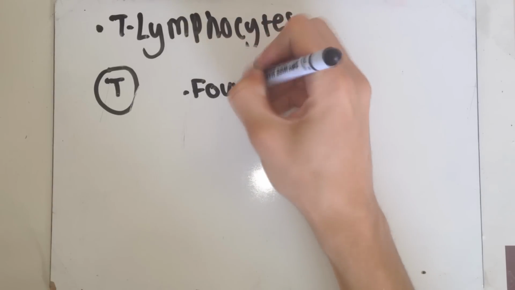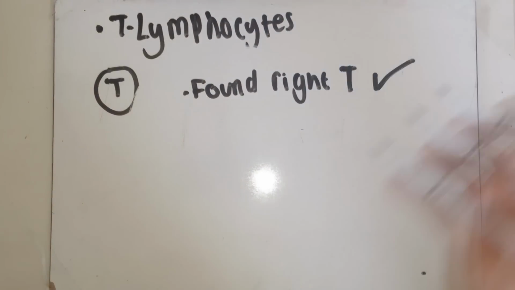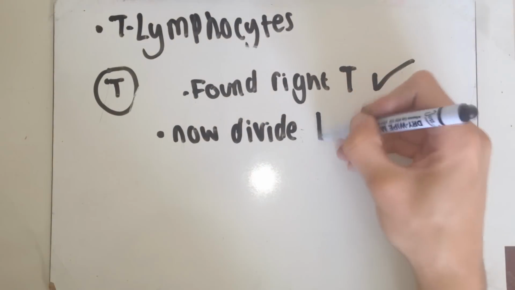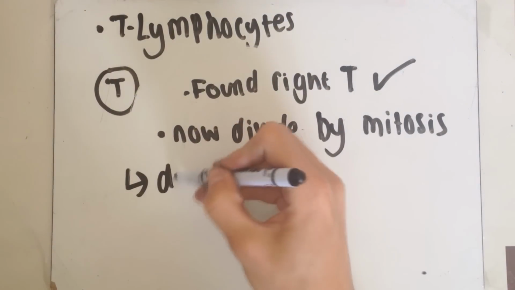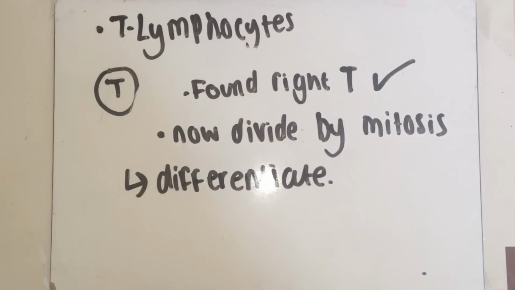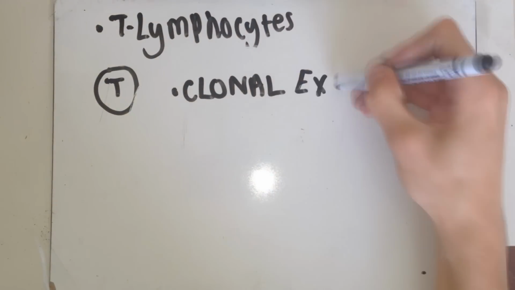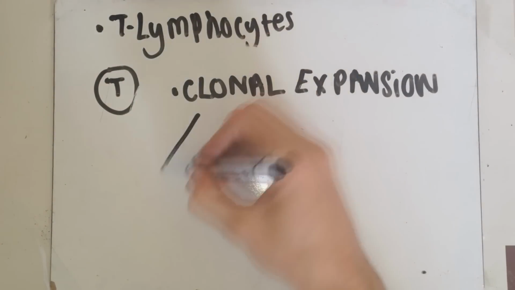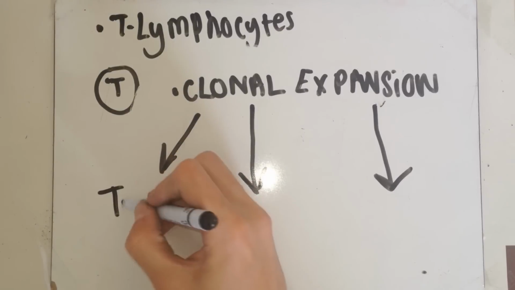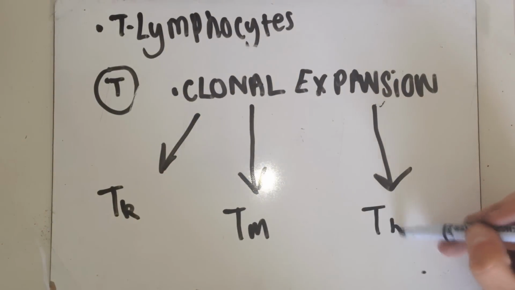The T cells have now found the specific T cell that is needed for this antigen. Now these correct T cells can now divide by mitosis. After this they differentiate into three different types of cell. This process is known as clonal expansion. The cells differentiate into three types: T killer cells, T memory cells and T helper cells.